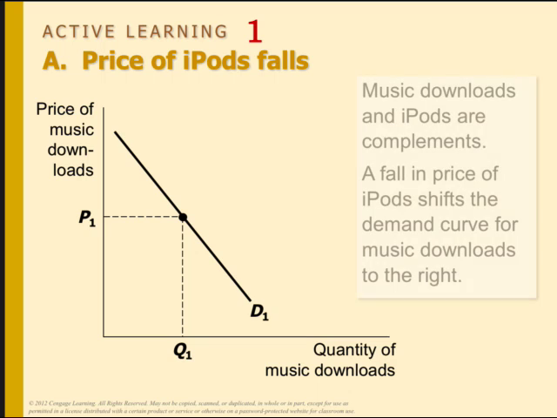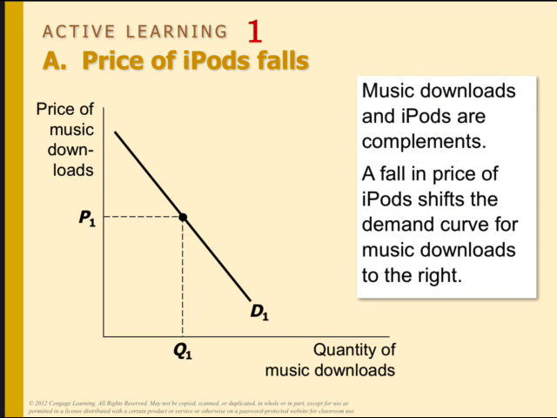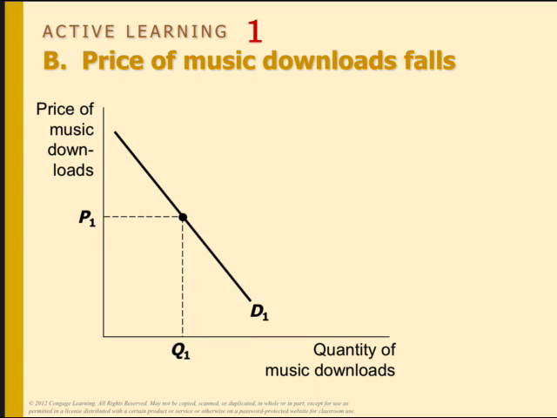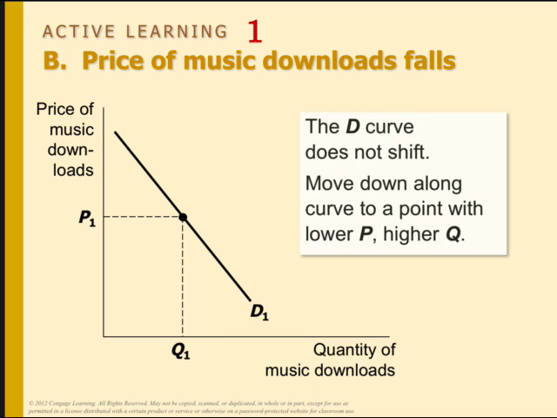And there, it's going to tell you they're complements. So we were right. Price of related goods. And what did we say happened to demand on this one? It increased. So it shifts to the right. Okay. So now the price of music downloads falls. Demand doesn't shift because demand is the curve. And when the price changes, you shift along the curve. Just like we did it, right?